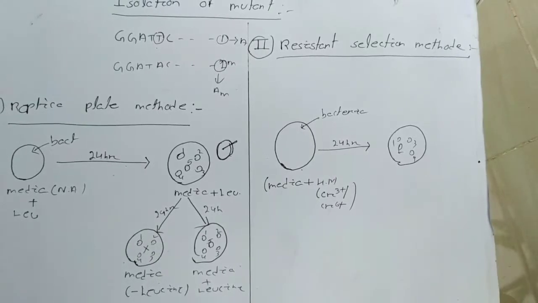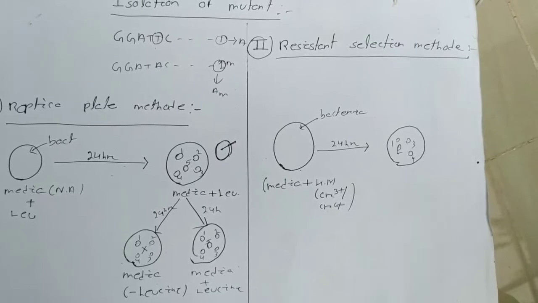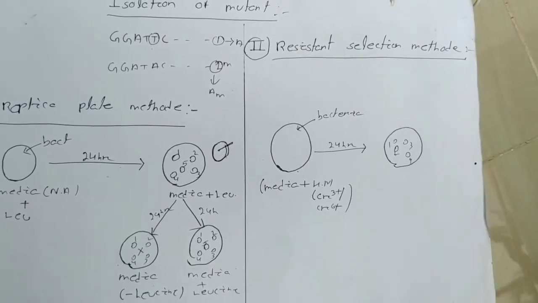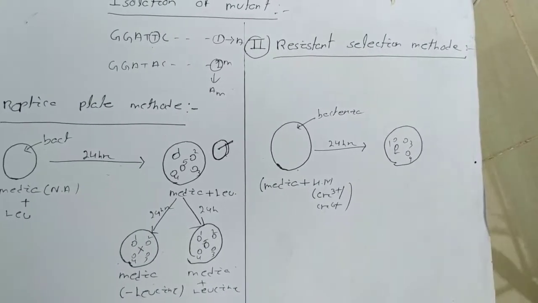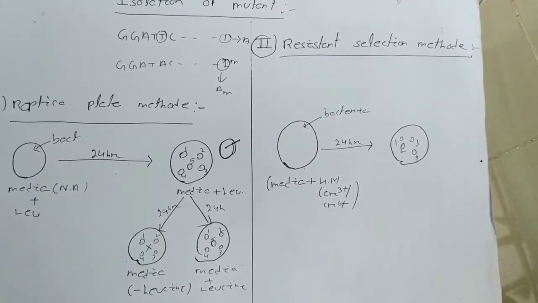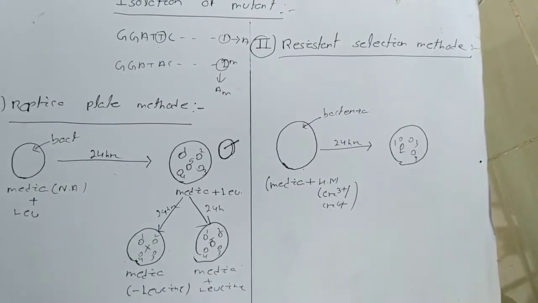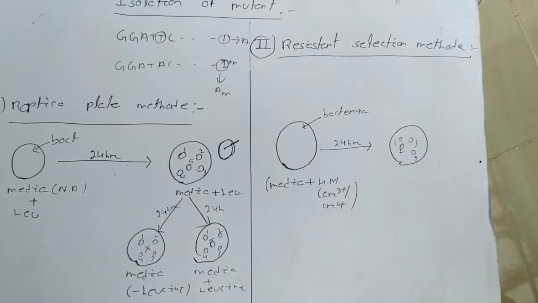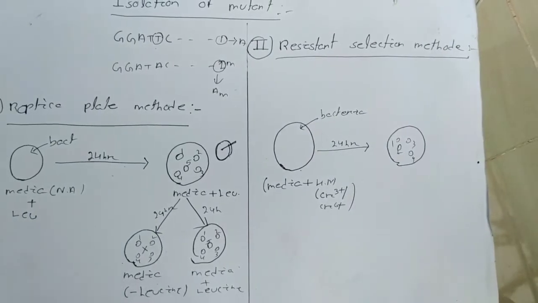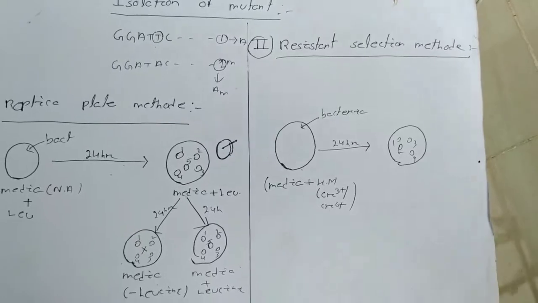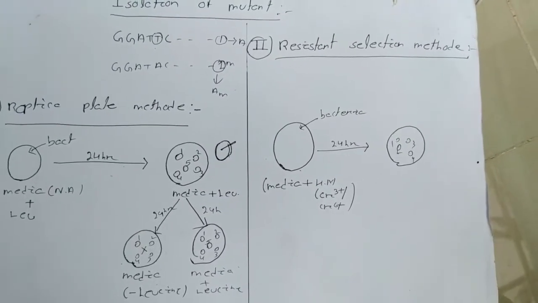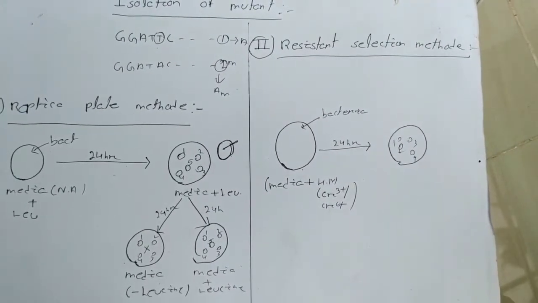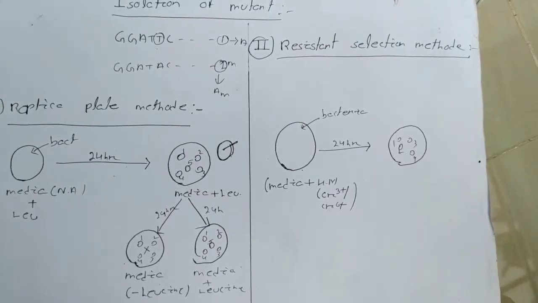So what is auxotroph? Auxotrophs are the type of species which are specific to some kind of amino acid, protein, or some nutritional element. Without that they can't grow. Like for leucine auxotroph, the organism or bacteria can only grow in the presence of leucine. Without leucine it cannot grow.